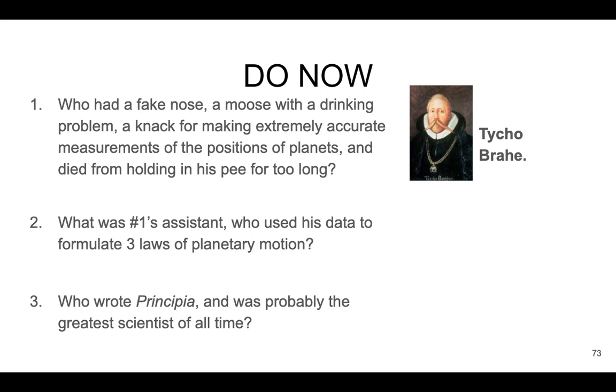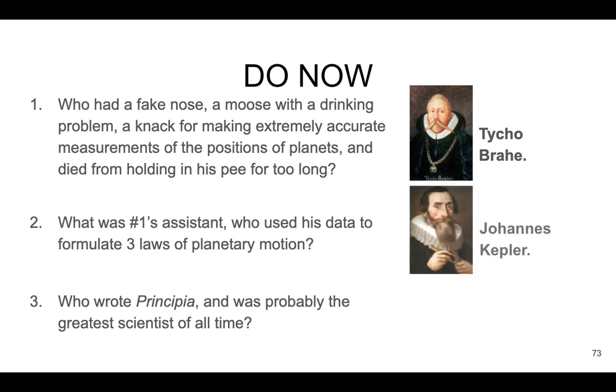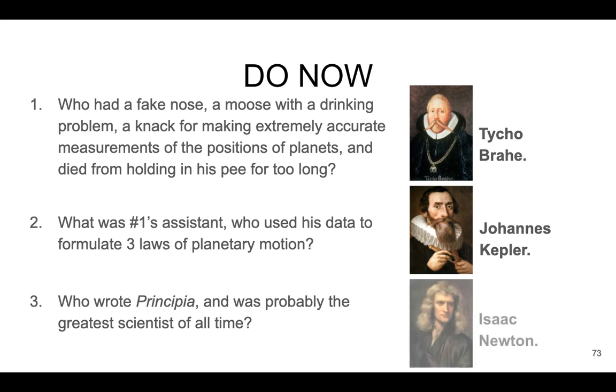Second question. That should be who? Who was Tycho Brahe's assistant, who used his data to formulate 3 laws of planetary motion? That was Johannes Kepler. Also very important, probably more important than Tycho Brahe ultimately, just not as colorful a person. And finally, who wrote Principia and was probably the greatest scientist of all time? This would be our old friend, Isaac Newton.